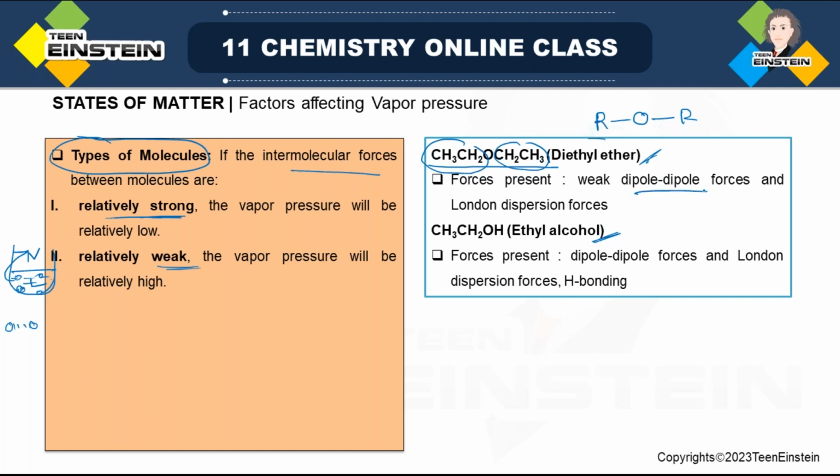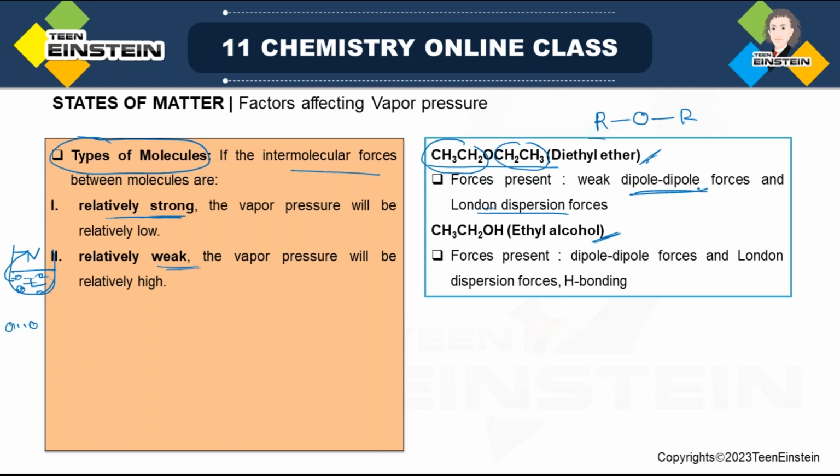The forces present are basically weak dipole-dipole forces, because an oxygen-carbon bond is present. Oxygen is more electronegative, so you can expect some polarity in this bond, that is, a dipole will be generated. But it is not very strong, so they are weak dipole-dipole forces. And London dispersion forces are basically the weakest force, but they are present in any molecule. So on the basis of it, you cannot decide whether, as a whole, the molecule will have a strong intermolecular force or not.